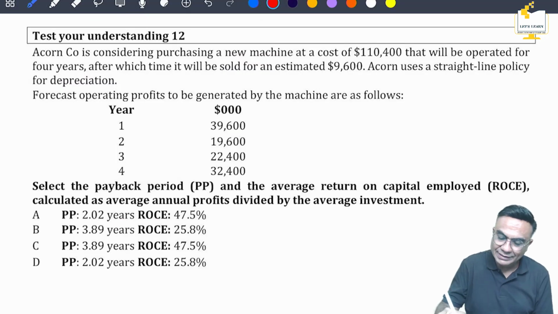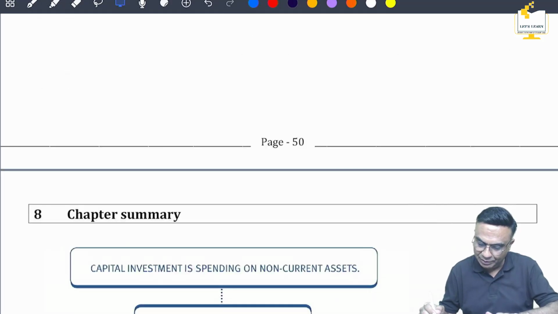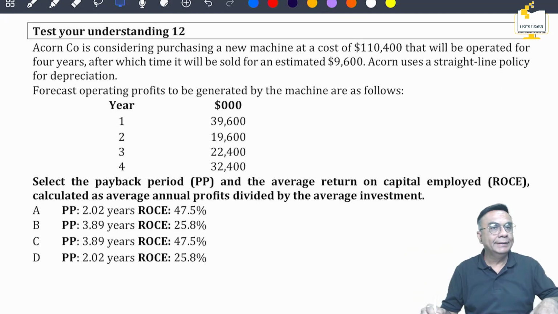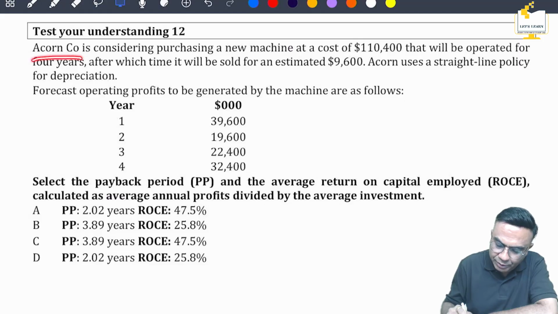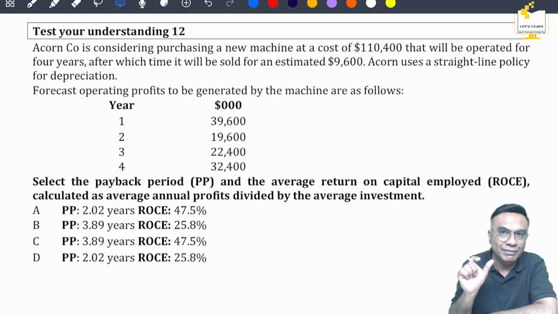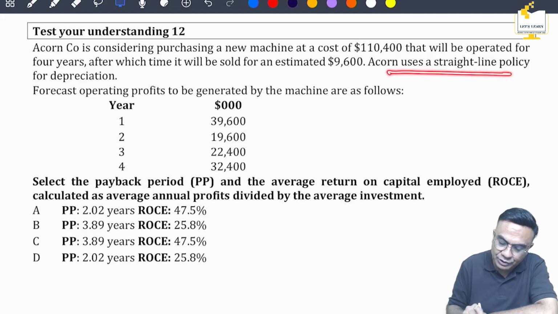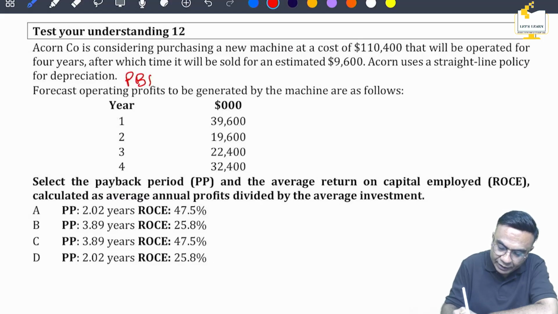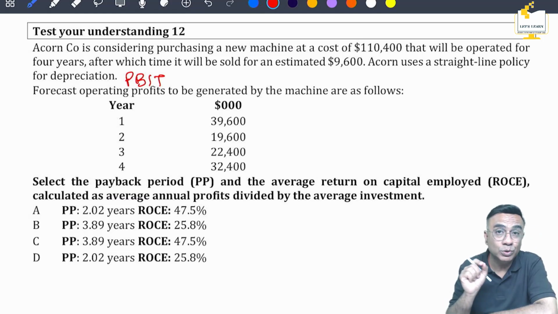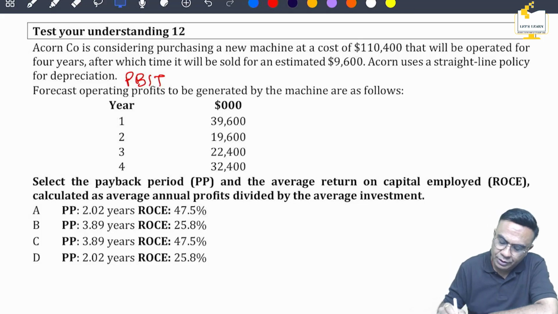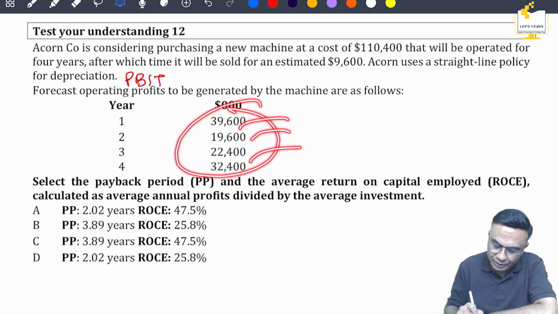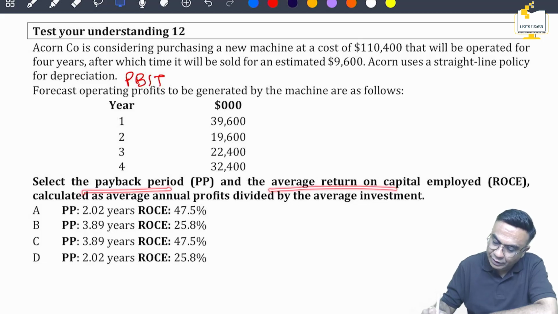Now we take the last example and then this chapter is done. Read the question. A company is considering purchasing a new machine at a cost of 1,10,400 that will be operated for 4 years, after which it will have to be sold for an estimated amount of 9,600. This is the salvage value, scrap. The company uses the straight line policy for depreciation. Forecasted operating profit, meaning profit before interest and tax, is directly given to you. This is the profit we need for ROCE. So these are the profits before interest and tax for 4 years. Select the payback period and the average return on capital employed.